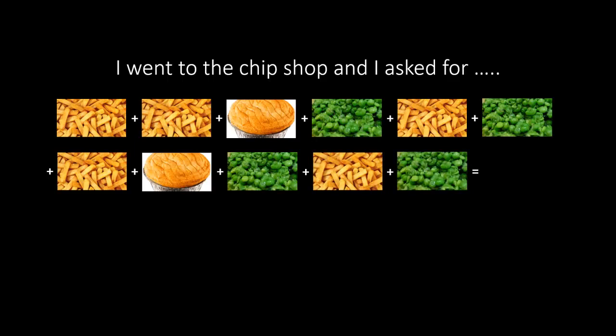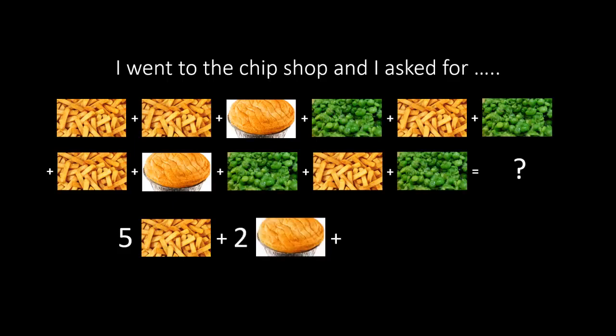Now, that wouldn't really happen in real life, would it? We would put all the chips together, all the pies together, and all the mushy peas. We would probably ask for 5 bags of chips, 2 pies, and 4 lots of mushy peas. And what we've done there, we've just collected the like terms. All the chips have been collected into an amount, all the pies, all the mushy peas.